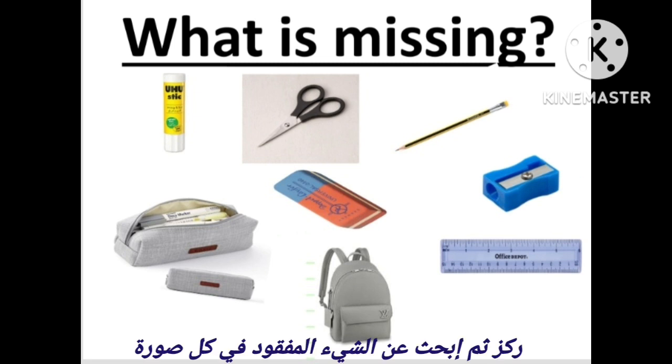What is missing? In this activity, you have to look carefully at this picture, name the objects, and then in the next pictures, in each picture there is something missing, so at least there is one object which is missing. Okay, so click pause, write the missing objects, and then go to the next picture.